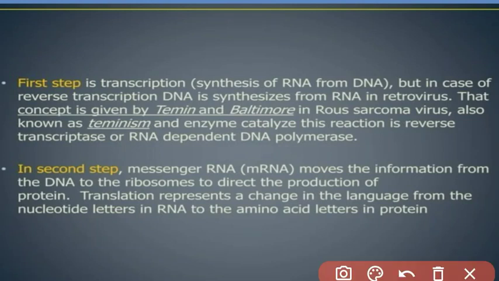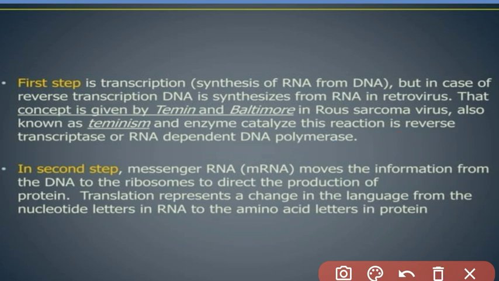Transcription is the synthesis of a RNA from a DNA, or the synthesis of a mRNA from DNA. But in case of reverse transcription, there is a synthesis of a DNA from a RNA. For example, in retroviruses, and this concept of reverse transcription was given by Temin and Baltimore in Rous sarcoma virus. And this phenomenon is known as Teminism, and the enzyme that catalyzes this reaction is reverse transcriptase enzyme, or it is also called a RNA dependent DNA polymerase enzyme.